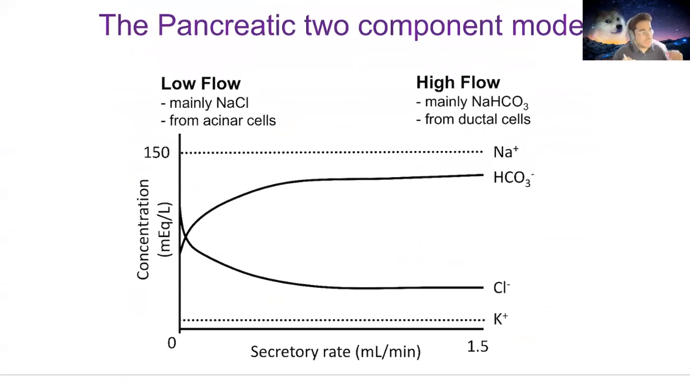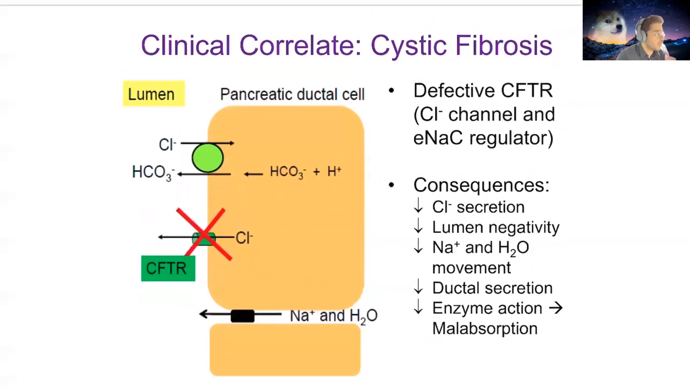Partially, I say that with a partial component. Okay, as always, low flow, it's mainly NaCl. We're talking about the pancreas. Don't get it twisted with what happens with saliva. Low flow, it's mainly NaCl, whereas high flow, it's Na bicarb with ductal cells. Just know those and you should be good.